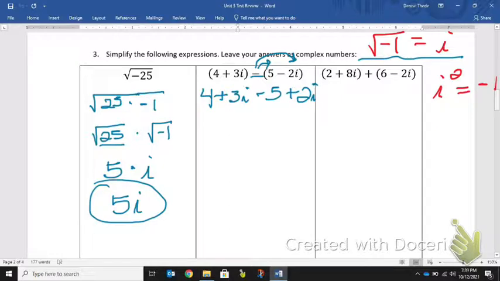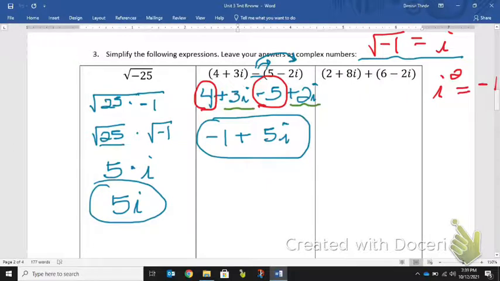So I can now put together my constants. I can also put together my i values, which I can treat just like a variable. So 4 minus 5 is going to be negative 1, and 3i plus 2i is plus 5i. I cannot combine my i value or that term with the negative 1, so this is simplified form.